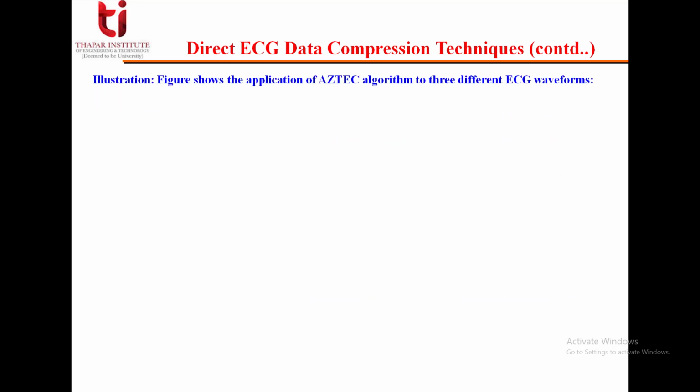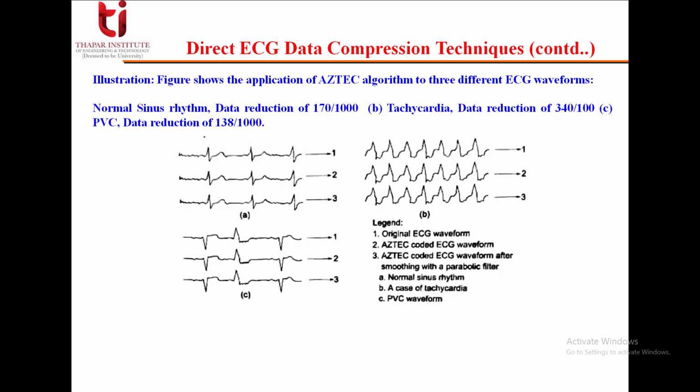Now let's see one more illustration. Again, we are considering three different ECG waveforms. This is normal sinus rhythm, with data reduction of 170 to 100. Tachycardia, this is part B, again data reduction of 340 to 100. And PVC, data reduction of 132,000. The first is showing the original, the second is showing the AZTEC coded ECG waveform, basically the reconstructed one, and the third one is after smoothing with a parabolic filter.